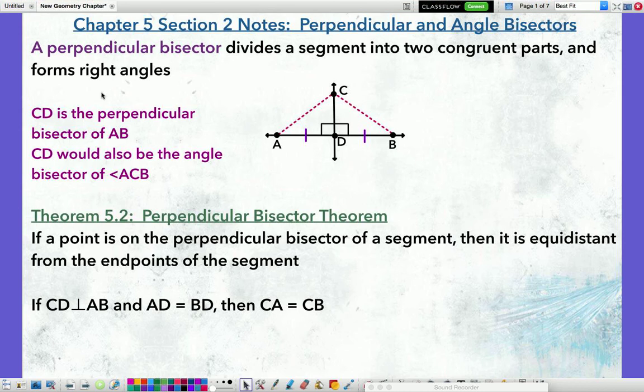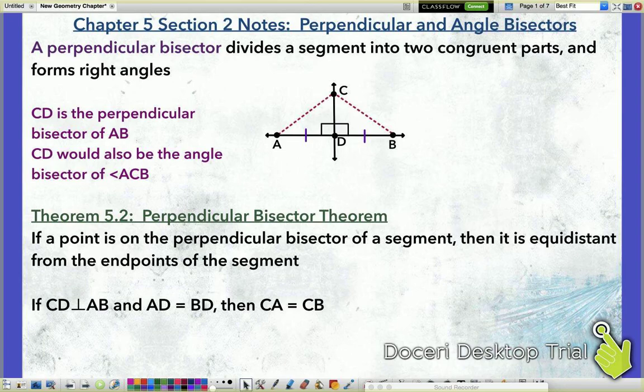Okay, so CD would be the perpendicular bisector of segment AB. It would also be the angle bisector of ACB. Now, if you have a hard time seeing that, there's the angle bisector, okay? There's where it bisects the segment.